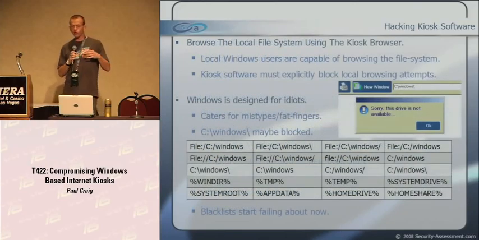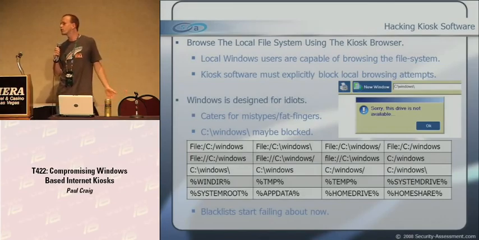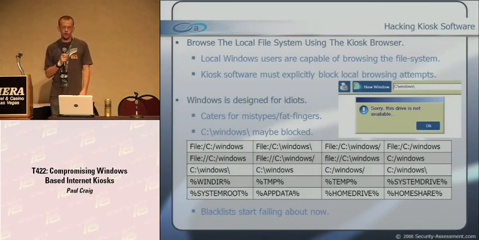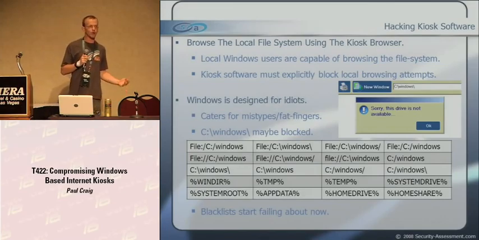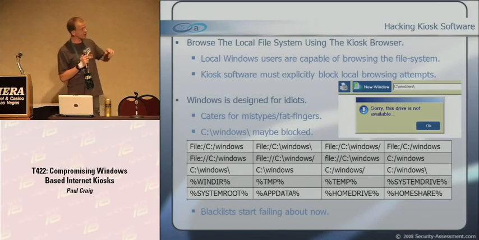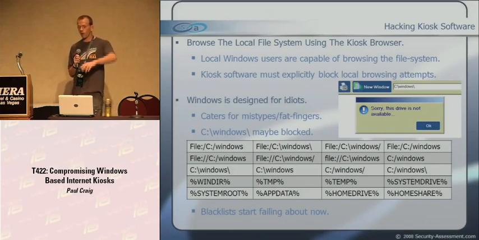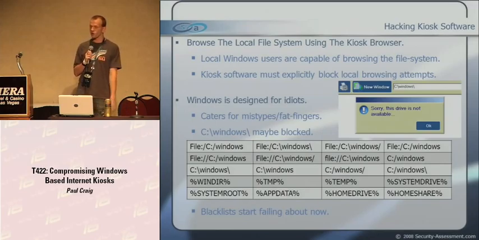Okay, so first thing you're going to try and do is browse the local file system using the kiosk browser. This is the most obvious attack, the most obvious exploit. A local Windows user, i.e. a person sitting at a keyboard, is capable of accessing the file system because you're a local user. So kiosk software must explicitly block local browsing attempts. Now, you can see in that screenshot that if I type /Windows, a little message box pops up saying, sorry, this drive is not available.